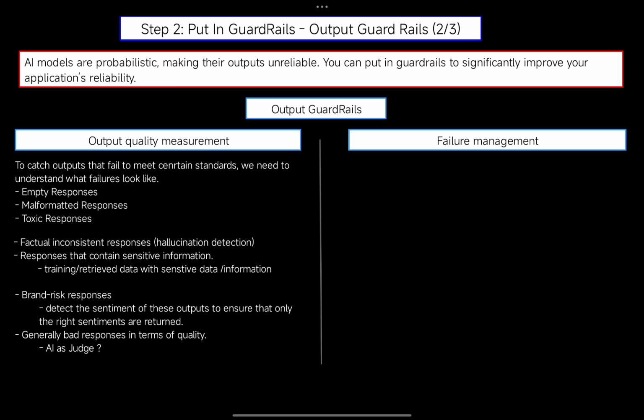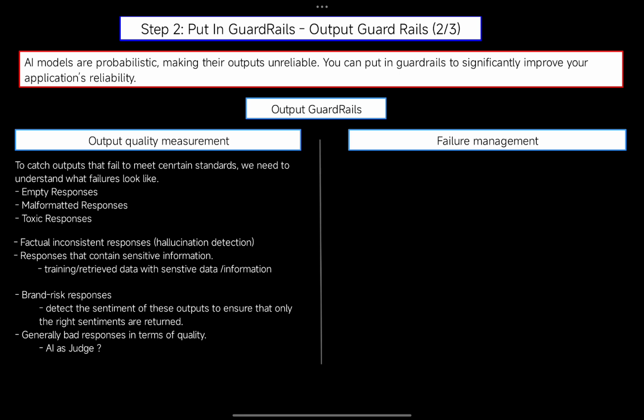Then we should also be aware of brand risk related responses. If you are building a chatbot related to a specific brand, you should make sure that whenever the output is generated, it is not harming the brand quality or creating brand risk, right? So you can put in certain sentiment detection algorithms which can analyze the output and ensure that only the right sentiment is returned from the model response, right?